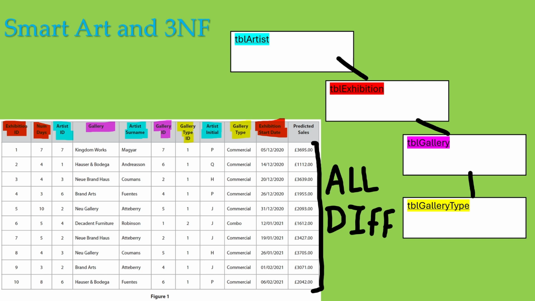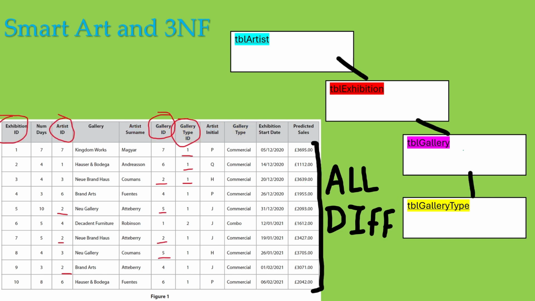Now, where do predicted sales go? We must note that every single number in this column is completely different. If I read them all out, you'd see they were all different, but even the ones that seem similar, like 3695, if I can find my pointer, 3695 and 3639, those are different numbers. Every single number here is different.